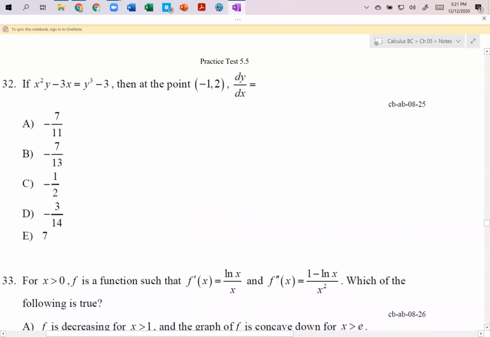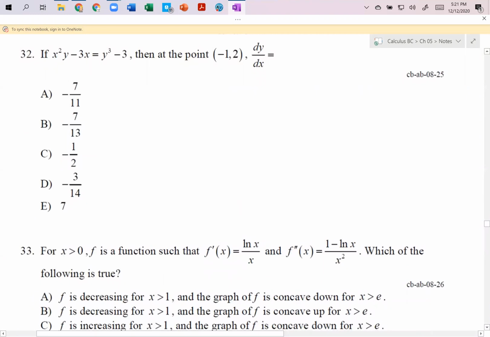Let's go to problem number 32. This is an implicit differentiation problem. So let's start by taking the derivative with respect to x of both sides of this equation. And the derivative, the first thing is going to be a product rule. So first times the derivative of the second plus the second times the derivative of the first minus 3 equals 3y squared. Don't forget the chain rule for that y.